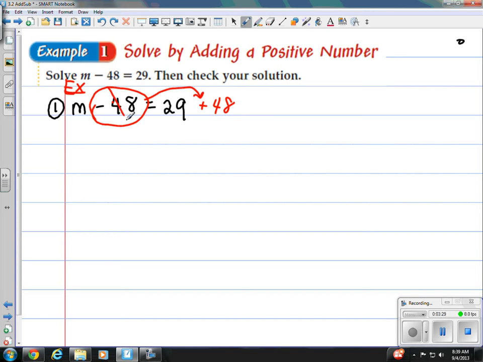So he disappears from the left when he goes to the right. I drop down my m because he's who I want to keep. He's who I want to get by himself. And I just add 29 plus 48, which gives us 77.